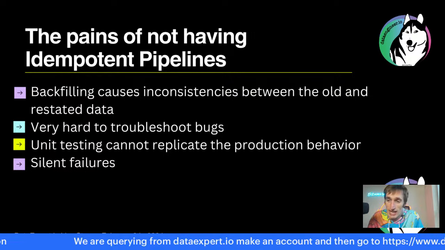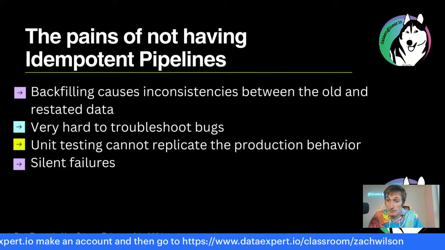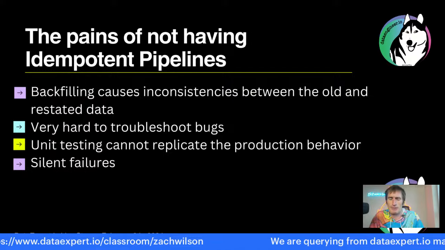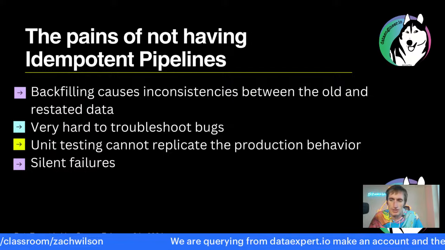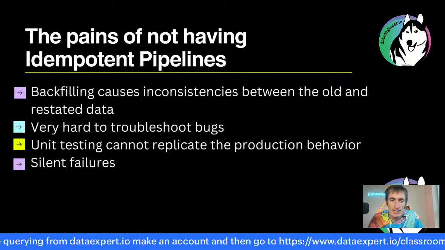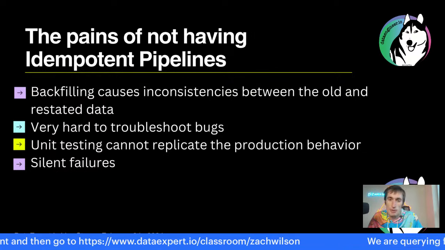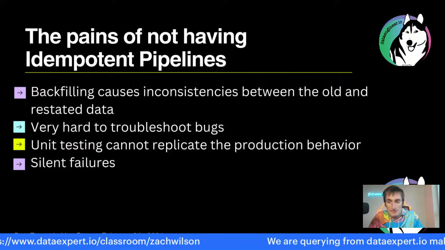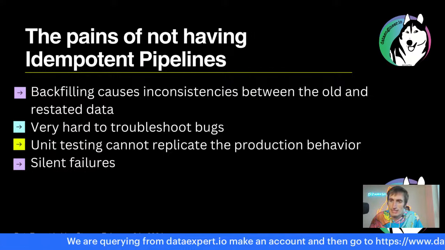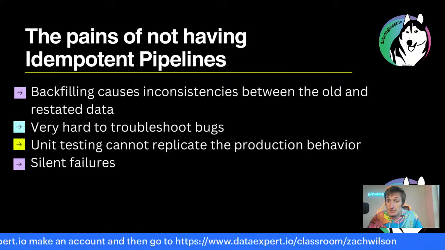And last but certainly not least, silent failures. Silent failures are my least favorite type of failure because they're very disrespectful, right? They really waste your time. At least when a pipeline fails, like with Spark, you might get an out of memory exception and it screams at you and says, hey, we ran out of memory, what's going on? But this is not a problem here with non-idempotent pipelines. The error just doesn't show up. It's not there. So that's definitely something to consider when you are working through this kind of stuff.